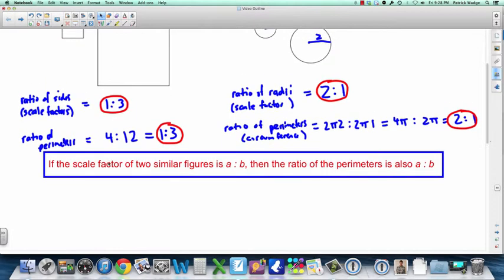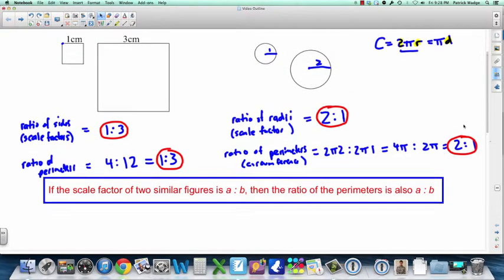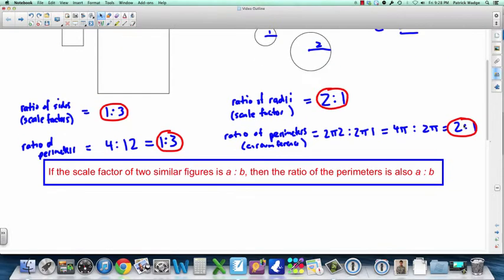If the scale factor of two similar figures is a to b, then the ratio of the perimeters is also a to b. In this case, a to b is 1 to 3, the scale factor, and the ratio of perimeters was also 1 to 3. In this case, the ratio of radii, or the scale factor, is 2 to 1, so the ratio of perimeters is also 2 to 1. It's exactly the same. Okay, that's not too difficult, I guess.